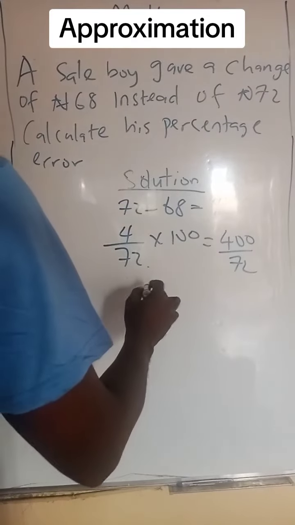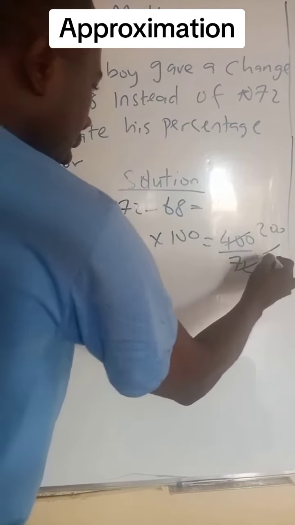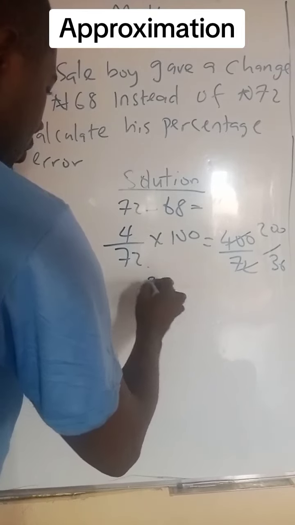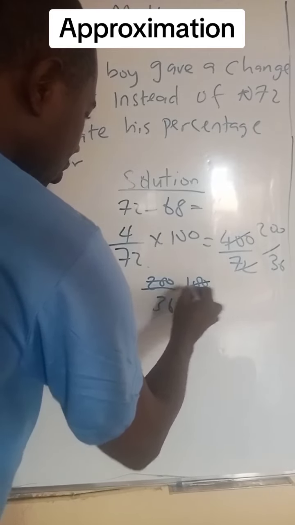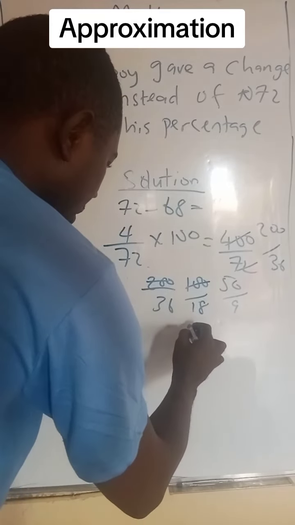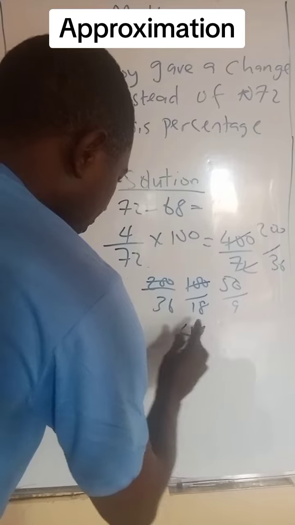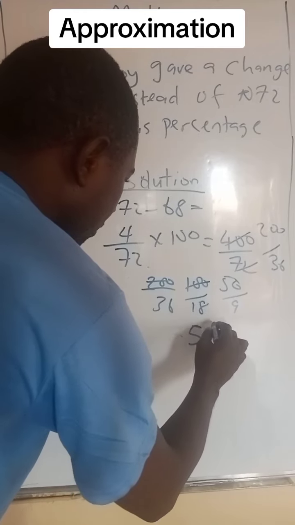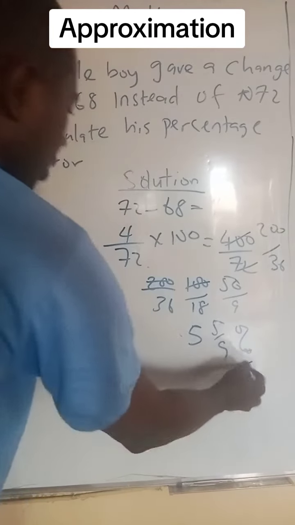72. So if we take 2 years, 200, 2 years, 36, 2 years, 100, 2 years, you have what? 18. 2 years, 50, 2 years, 9. The final answer will be how many 9 to 50 is what? I think 5, remainder 5 over what? 9. So this becomes the final answer.